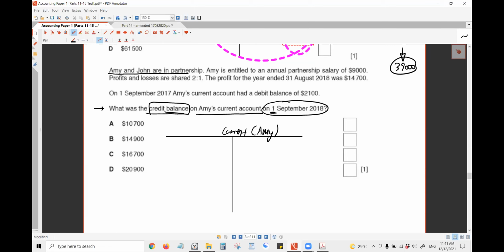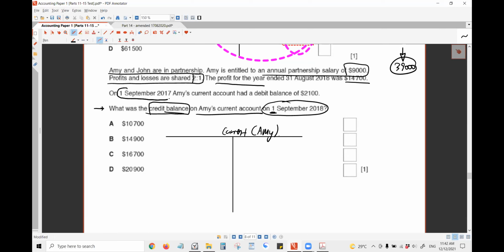Amy and John are in partnership. Amy is entitled to an annual partnership salary of 9,000. Profit and losses are shared in this ratio, 2 to 1. Again, remember to share the residual profit or loss. Don't share the profit for the year. So profit for the year is 14,700, and it appears that they have not done the sharing for you. That means, again, we have to do the appropriation account first.